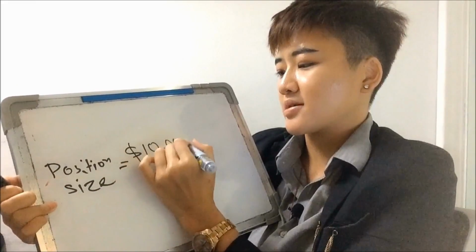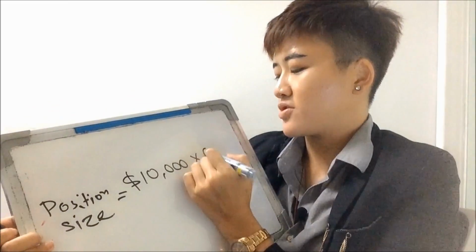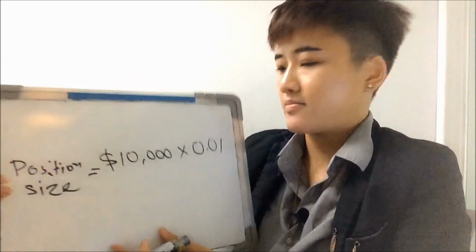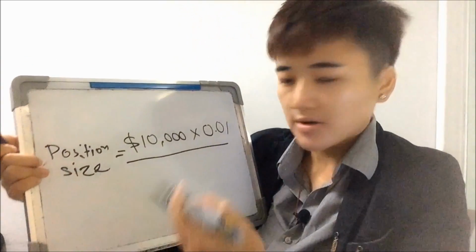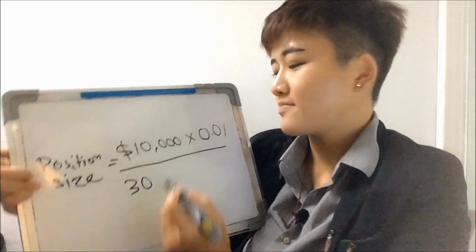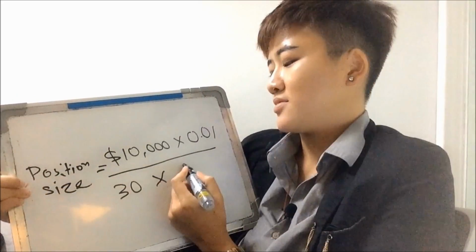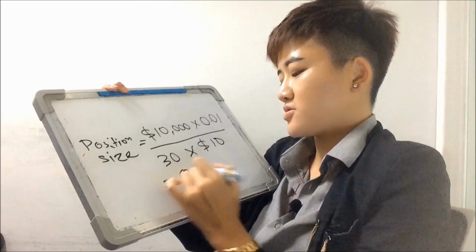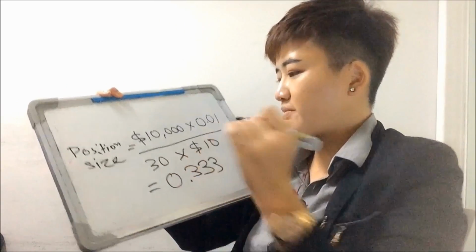small $10,000 account. Let's say you're super conservative, you risk 1%, and hence 0.01. Then divided by, let's say your stop loss level, 30 pips. And let's say you're trading EUR/USD, which is $10 per pip, times 10. And then you get 0.333. Correct me if I'm wrong.